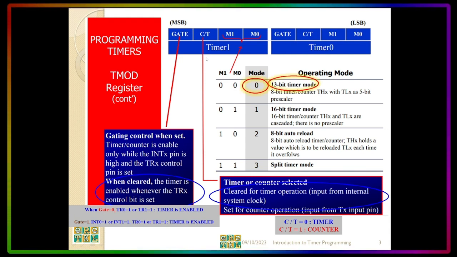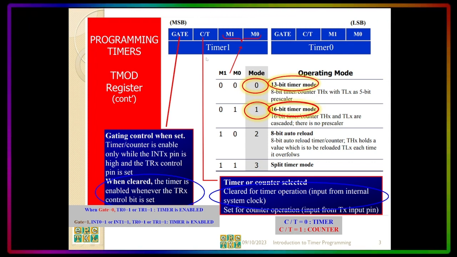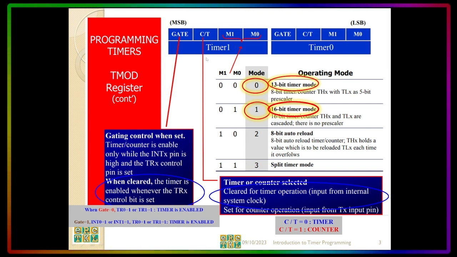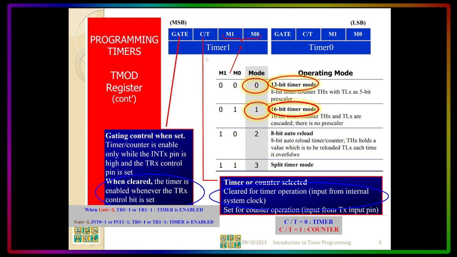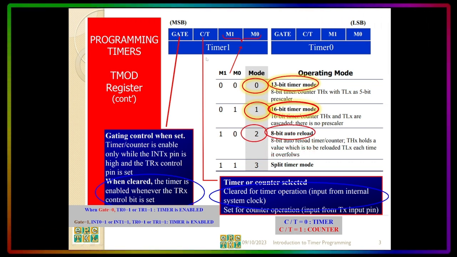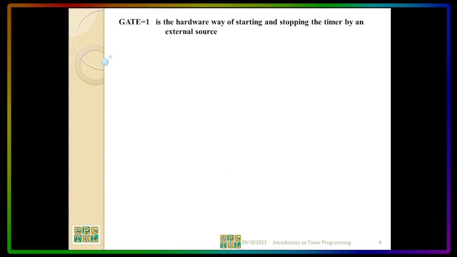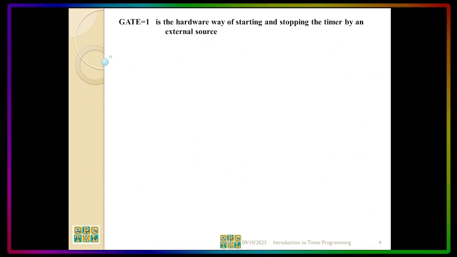Now, mode 0 is actually 13 bits, and mode 1 is the 16-bit timer mode. So in questions, for example, when we are required to make a program, the mode must be stated in the question, or we should choose a particular mode between 0, 1, 2, or 3 to know which mode we will be using for our program. But for this discussion, I will be focusing on mode 1, which is the 16-bit timer mode. The other mode is mode 2, which is 8-bit auto reload, and mode 3, which is split timer mode.